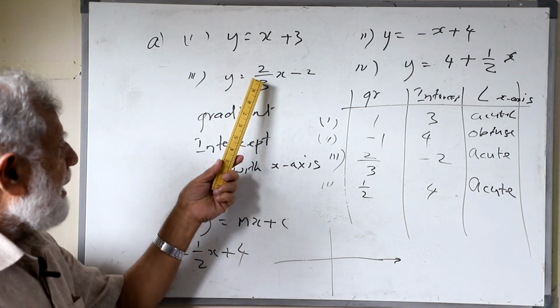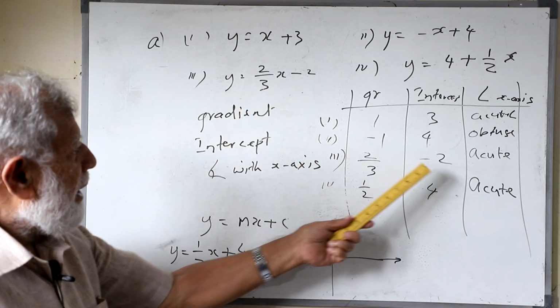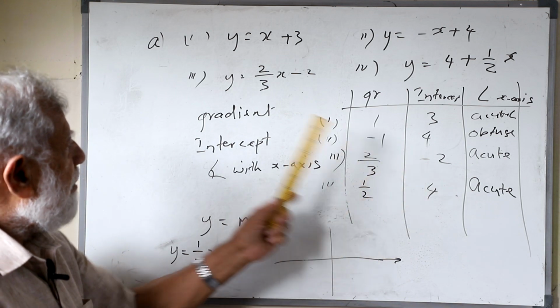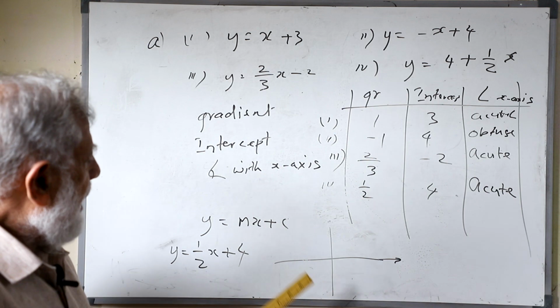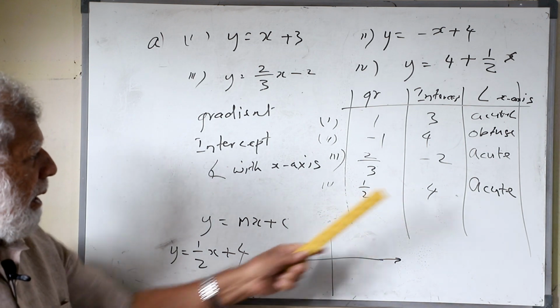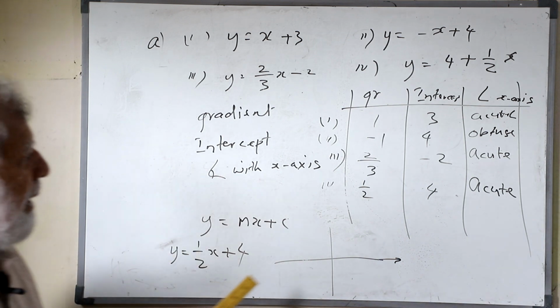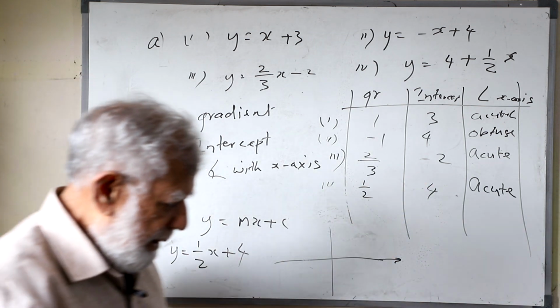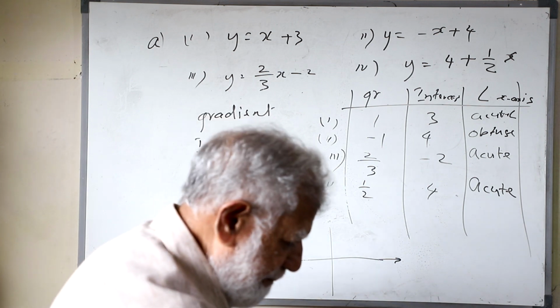Third one is gradient 2/3 positive and y-intercept -2, and because the gradient is positive, it makes an acute angle. Fourth one also, it is half x plus 4, half is the gradient, 4 is the y-intercept, and because the gradient is positive, it makes an acute angle. So that's for the first question. Now we will take the second part.